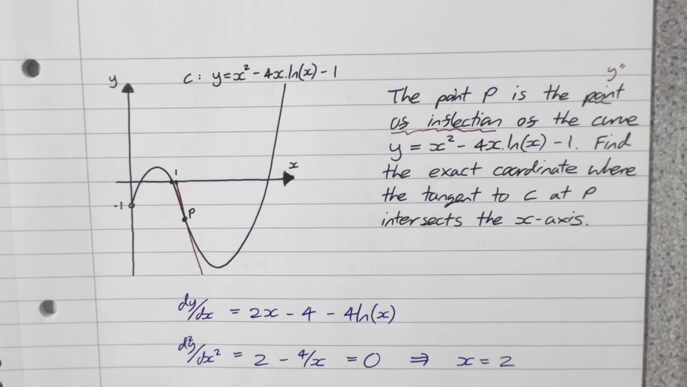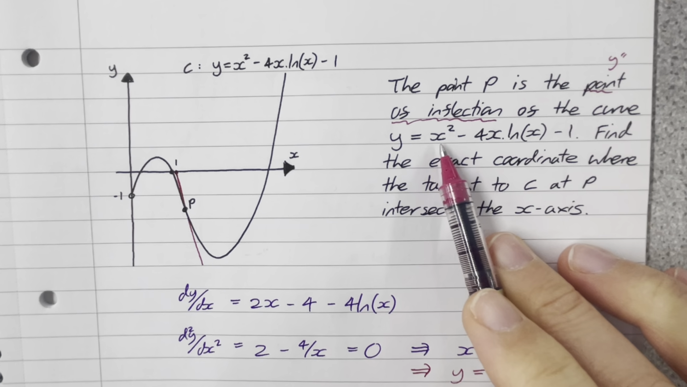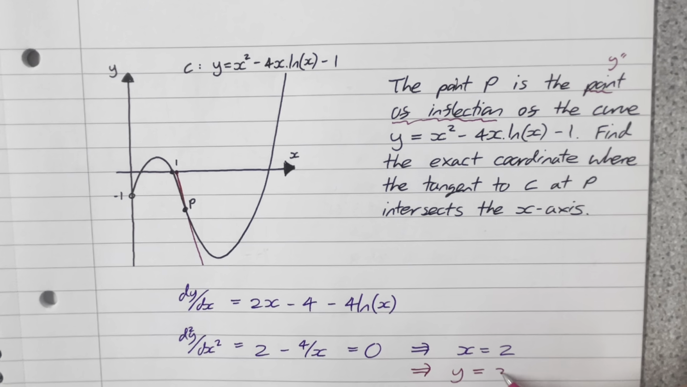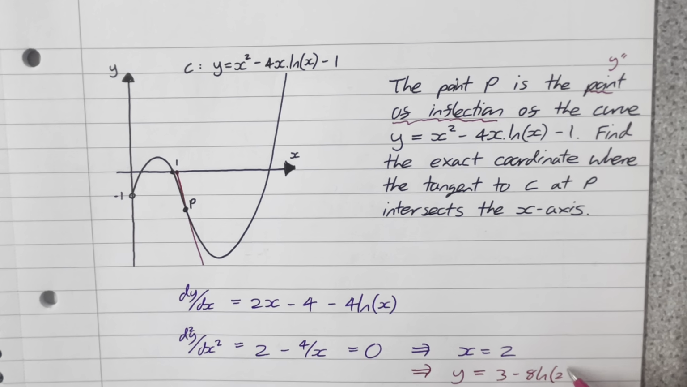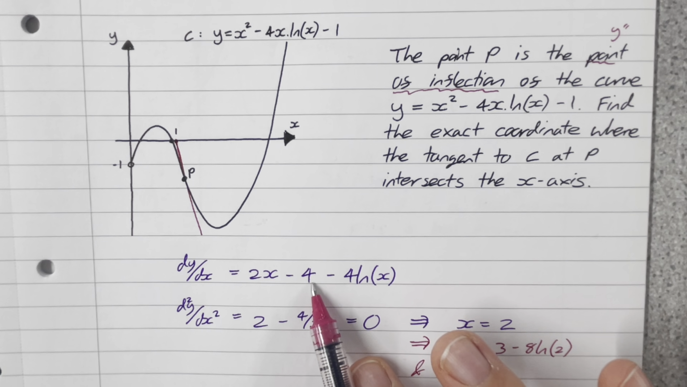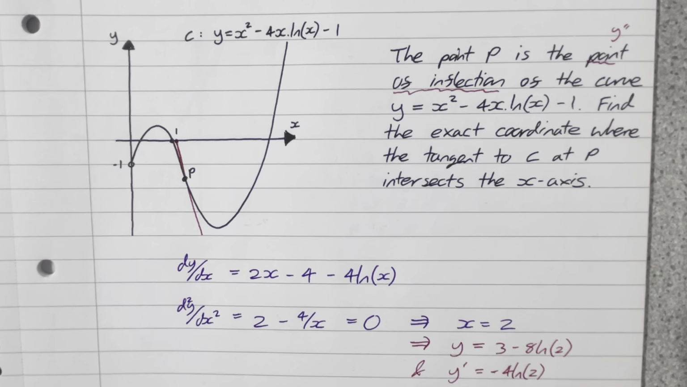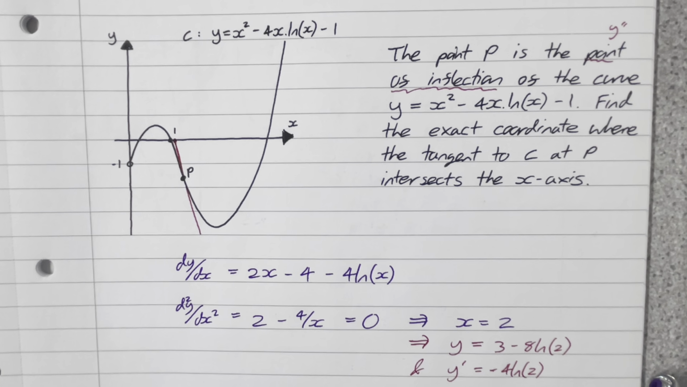Okay, so when x is the number 2, y is going to be 4 minus 1, which is 3, minus 8 log 2. Okay, so that's the y coordinate of P. And then we're also going to need the gradient at that point. So y prime, I'm going to plug x as 2 into the derivative function, which is going to be 4 minus 4, which is 0, minus 4 log 2. So the gradient is minus 4 log 2. So these are the 3 pieces of knowledge I need to find the equation of the tangent.